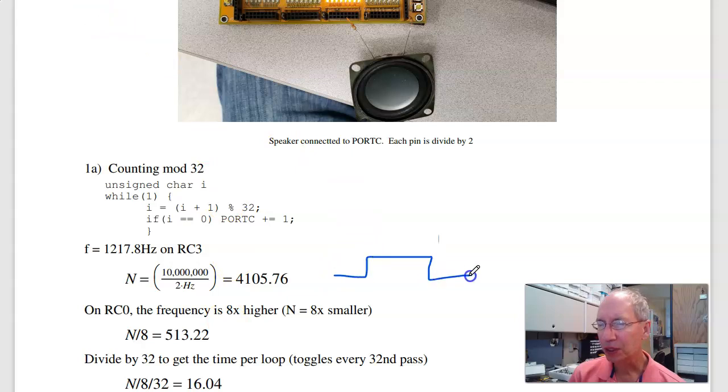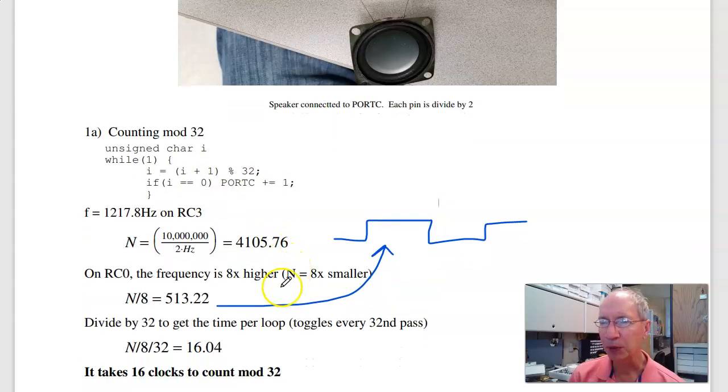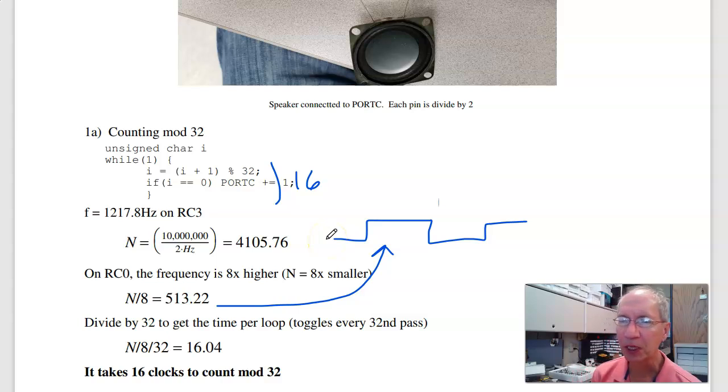So I've got a square wave coming in. This distance right here is 513 clocks. I toggle every 32nd time around the loop, so take that number divided by 32, and I get 16. This right here is about 16 clocks. In assembly, I could probably do it faster. C is not quite as efficient as assembly, but that's counting mod 32.